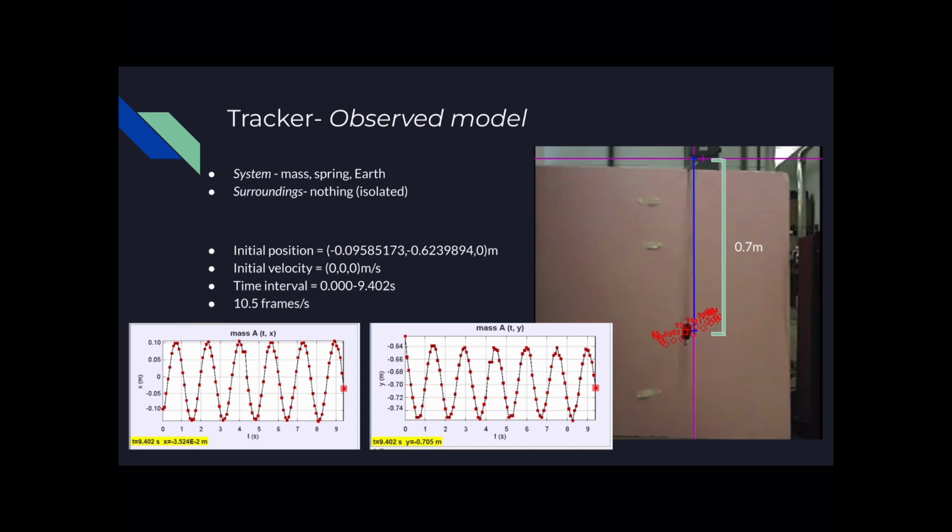For our observed model, we use Tracker. We identify the system as the mass, spring, and earth, which means in our surroundings we have nothing. Here's our initial position of the mass. Our initial velocity will be 0 meters per second. Our time interval will be about 10 seconds, and we are shooting at 10.5 frames per second.